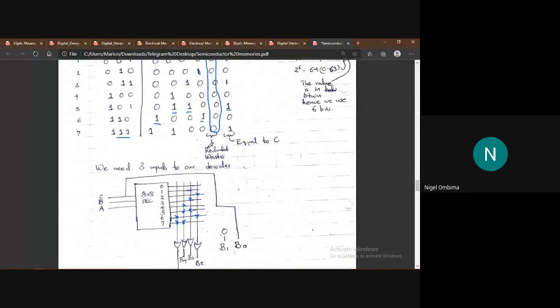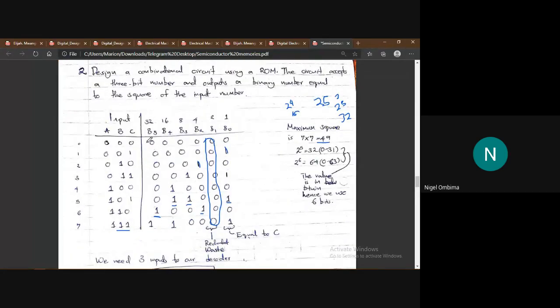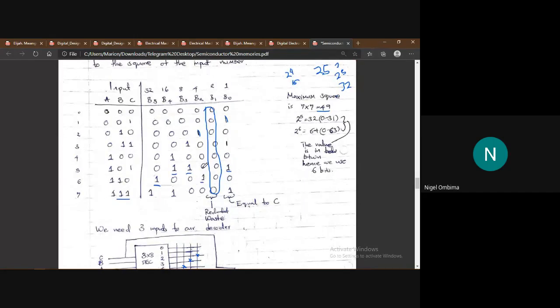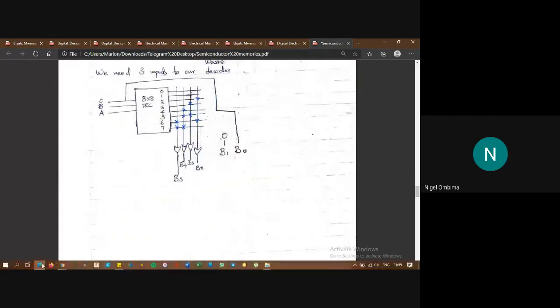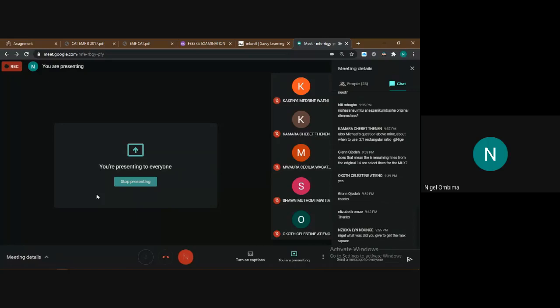There's a question I saw about a 4-bit number now. So itakuwa the same process, but sasa tutaongeza D. Alafu for 4 itakuwa how many of them? Itakuwa 15. Itakuwa 15 minterms, so 15 by 15 itakuwa square yake itakuwa 225. So tunaendelea with the same process. It will just be longer, but it's the same process. Kuna mtu ako na swali? Okay.